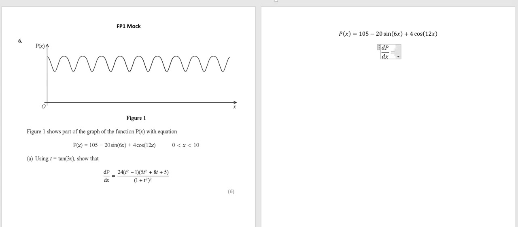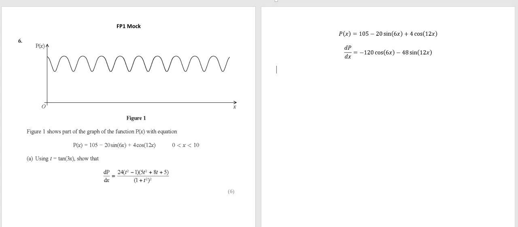So 105 disappears, sine differentiates to cos, so minus 20 sine of something becomes minus 20 cos of the same something. But because the something wasn't simply x, we also have to multiply by the derivative of that something, in other words 6. So this becomes minus 120 cos 6x. And the next bit, cos of something differentiates to minus sine, so we get minus 4 lots of sine 12x, but then we multiply by 12. So altogether minus 48 sine 12x.